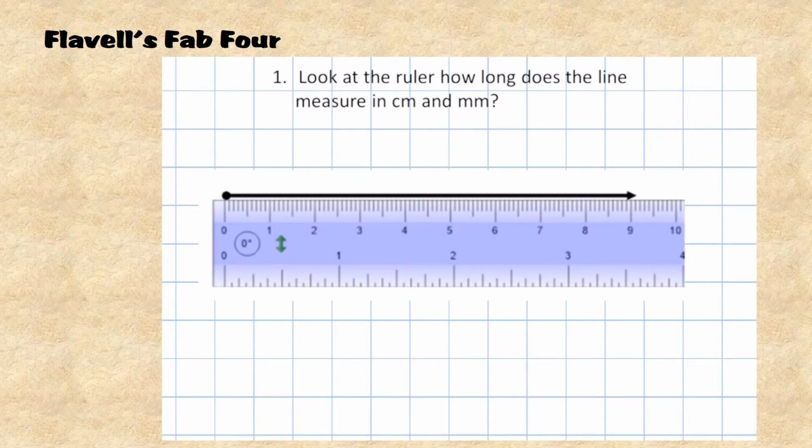So, looking at the ruler, how long does the line measure in centimetres and millimetres? Well, okay, it goes up to 9, and then it is in line with a 9, so it's 9.1 centimetres, it goes 1 millimetre over, which means it will be 91 millimetres long, because remember there are 10 millimetres which equal 1 centimetre.